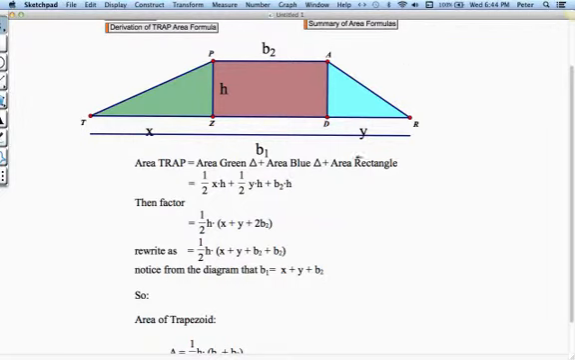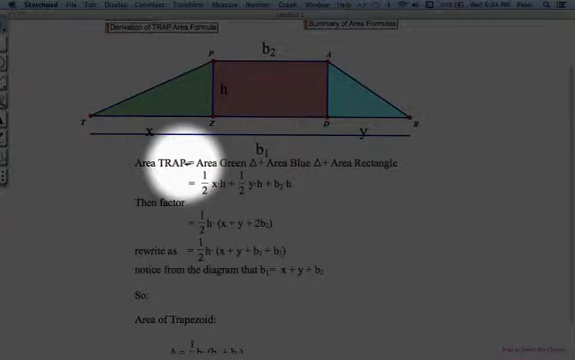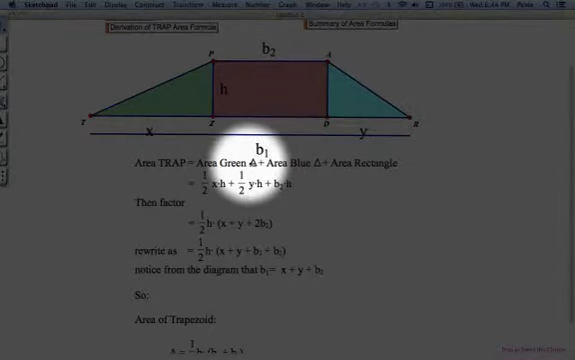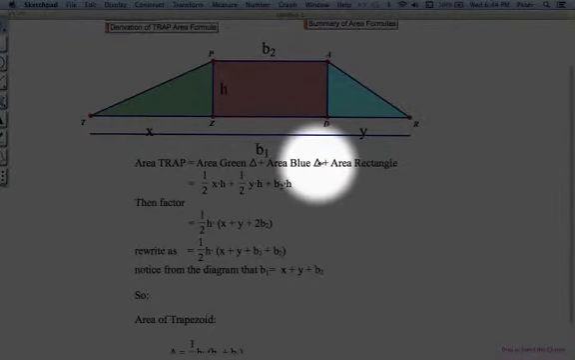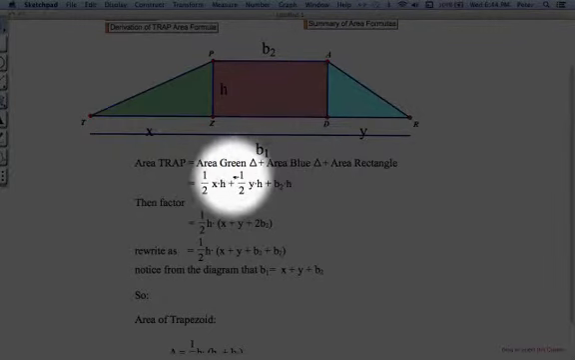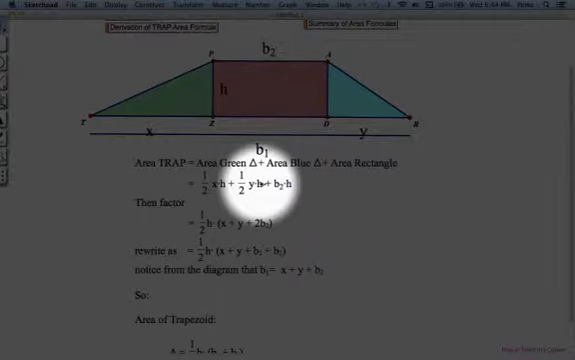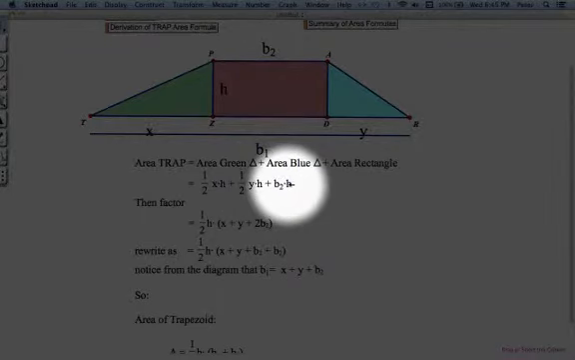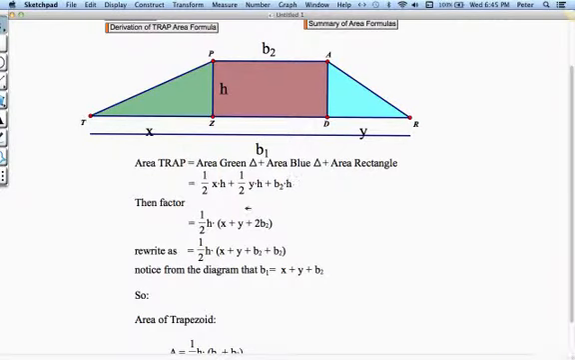Okay, so the area of this trapezoid is going to equal the area of the green triangle plus the area of the blue triangle plus the area of the rectangle. If I plug in the values, it will be 1/2 the base x times h plus 1/2 y times h, that's the blue triangle, and then b2 times h, that's going to be the area of my rectangle. I'm going to factor this then.